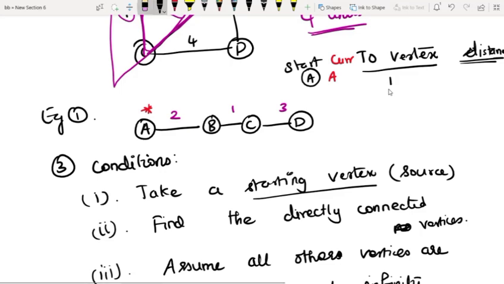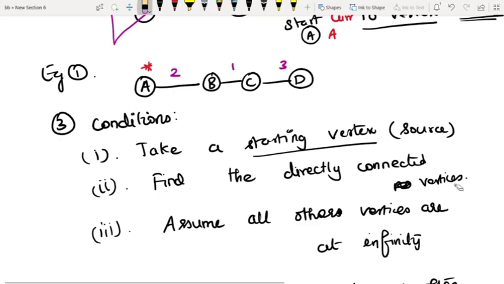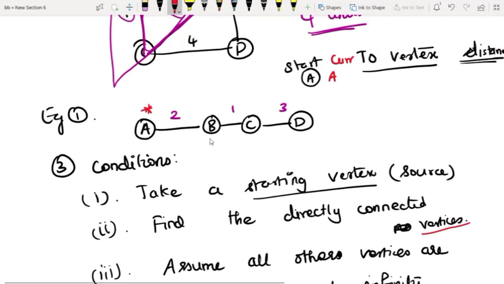Now, the second step is to find the directly connected nodes. Nodes and vertices, they are the same. From A, only B is directly connected. C is not directly connected, because C has B in front of it. So C is not directly connected to A. Only B is directly connected to A.